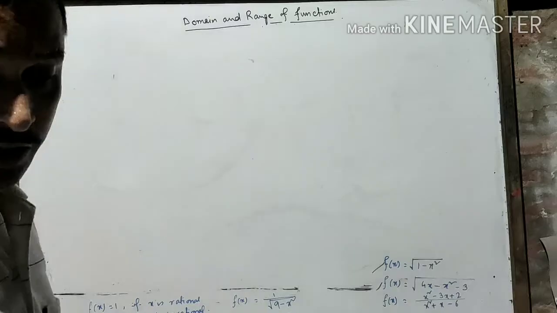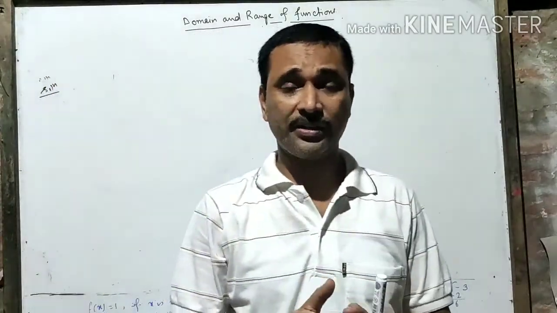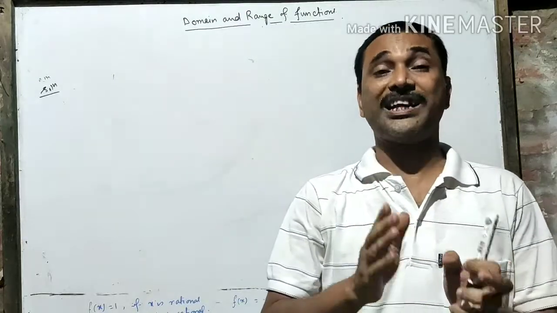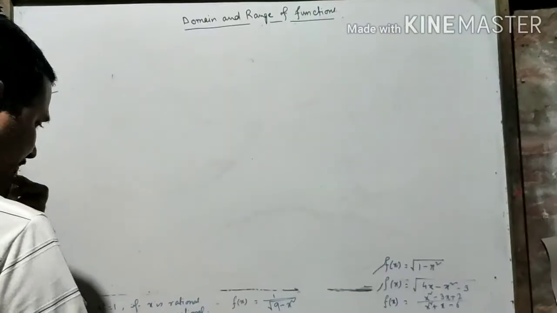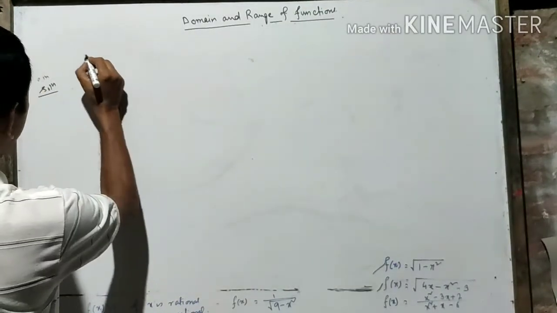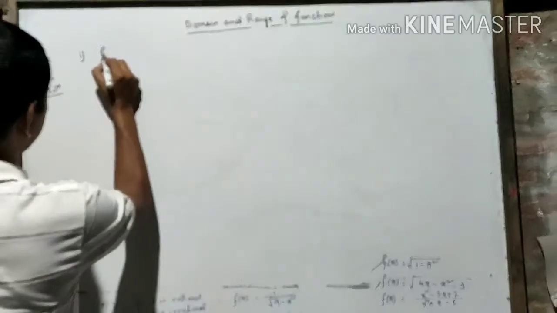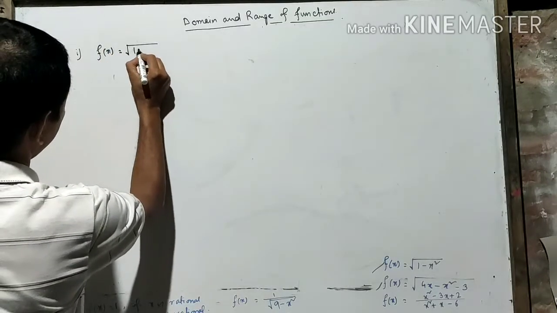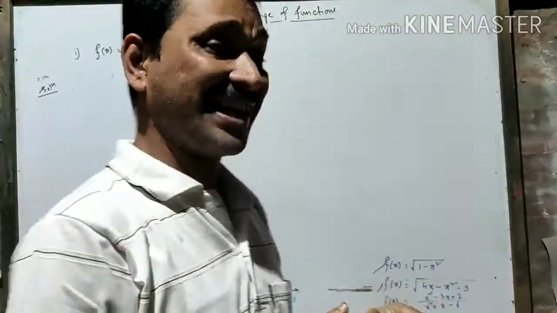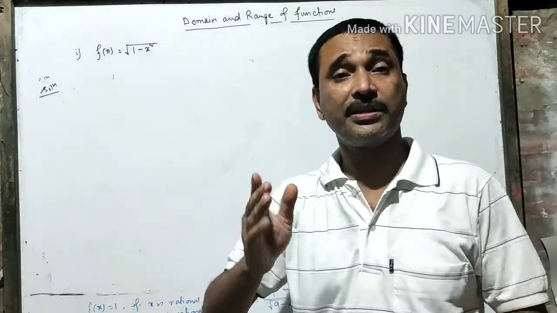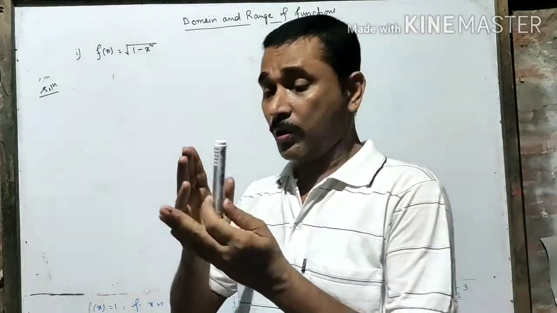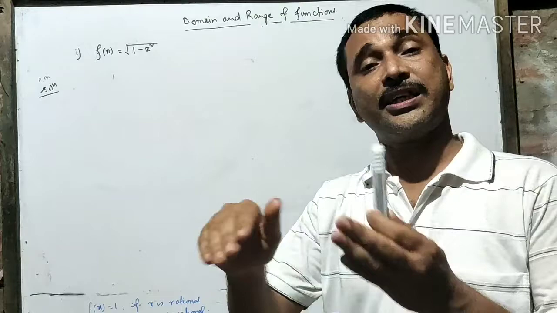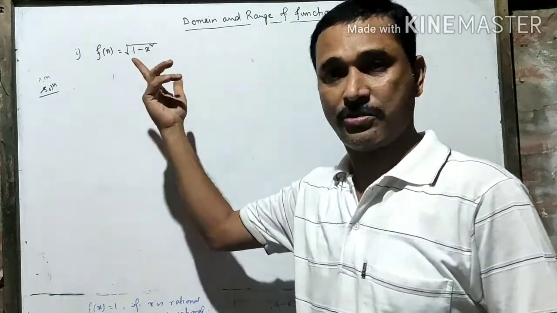So what is range? Range is the set of values of y for which the function is defined, or the set of real values of y for which the function is defined. Let's start. First of all, number 1, let f(x) equal to under root 1 minus x square. We are to find the range of this function. Range means the set of values of y, but no y is here. But we know whatever f(x) is, y equal to f(x). So what is f(x)? It is y.